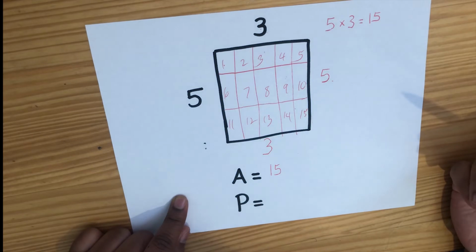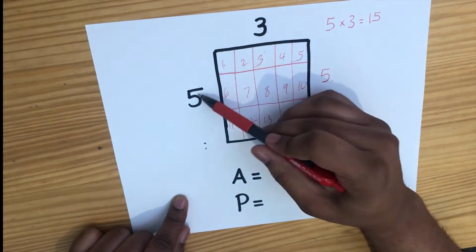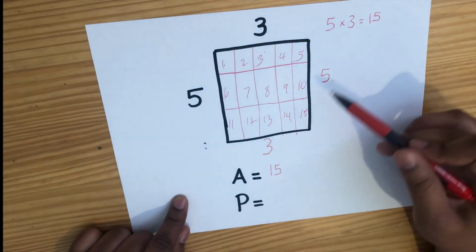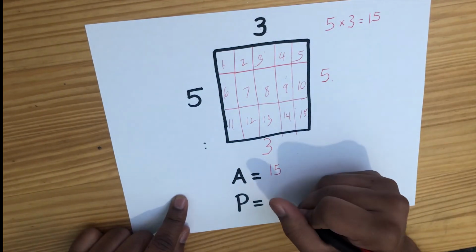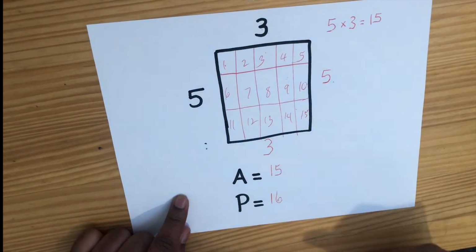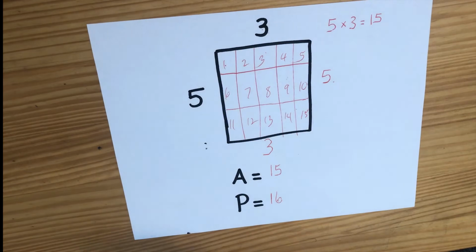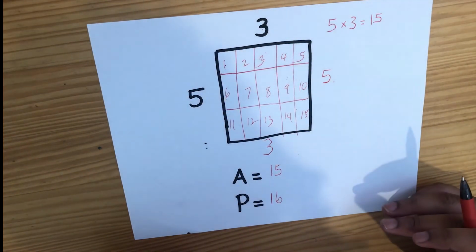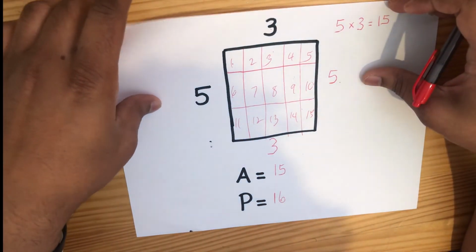All I do now is add my numbers together. 5 plus 3 is 8. 3 plus 5 is 8. 8 plus 8 is 16. The perimeter of this is 16. Okay, let's do one more example. Let's try a little bit more of a challenge for this last example.